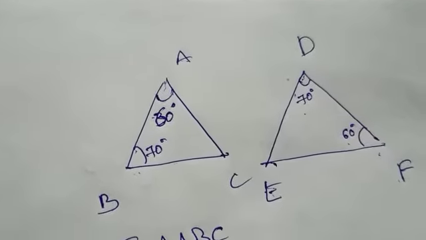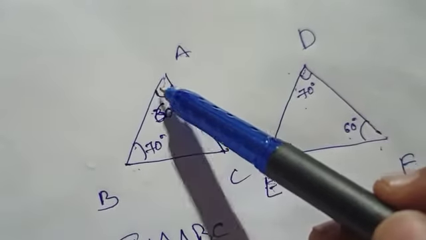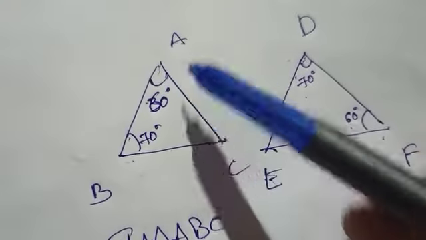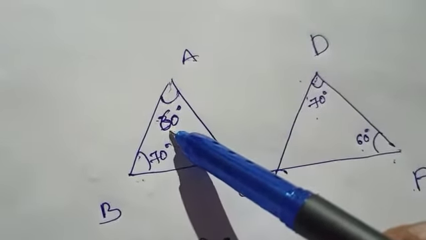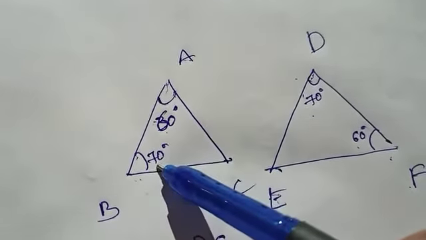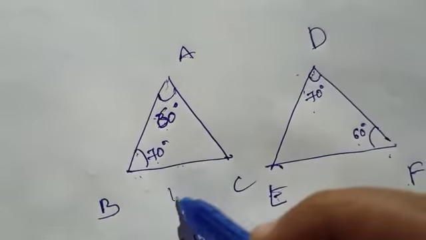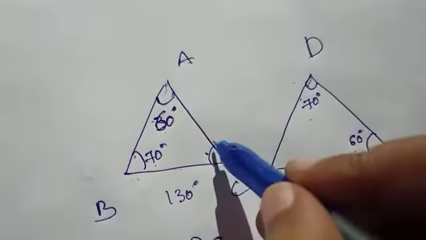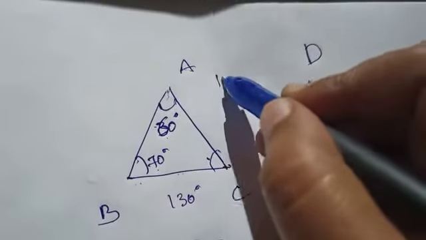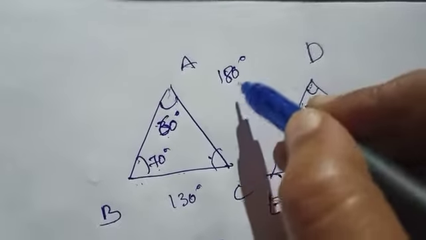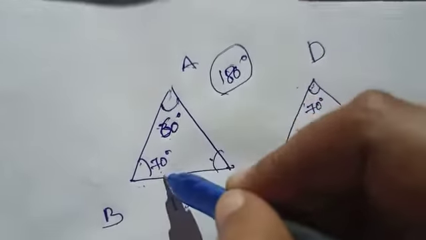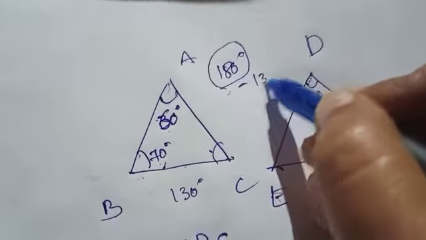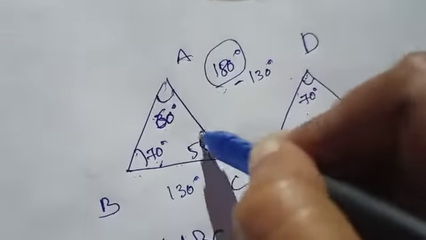We know the total sum of the angles in a triangle is 180 degrees. 60 plus 70 equals 130. Angle C equals 180 minus 130. Here we know two angles, and the third angle equals 180 minus 130, which is 50 degrees.